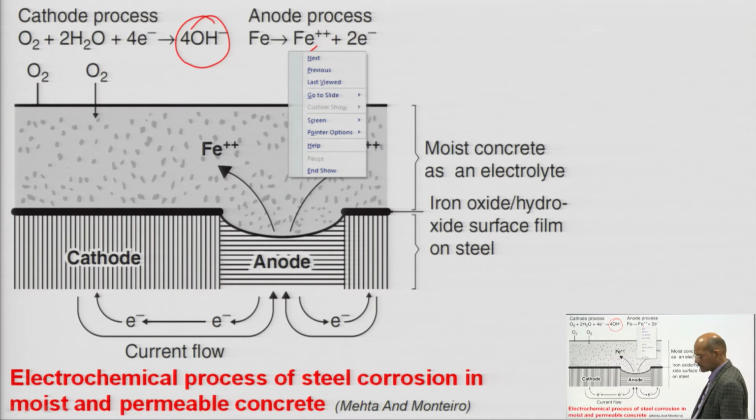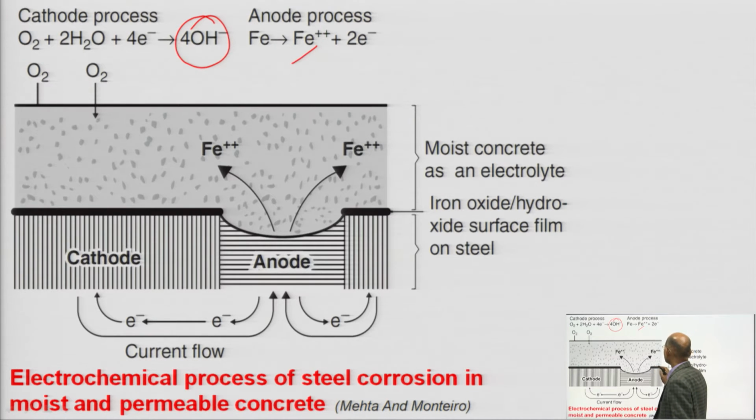This figure has been taken from the renowned authors Mehta and Monteiro, Microstructure of Concrete. Here, moist concrete acts as an electrolyte, with an iron oxide or hydroxide surface film on the steel. On this surface, the corrosion material will get deposited. So, this is the process of steel corrosion in moist and permeable concrete.